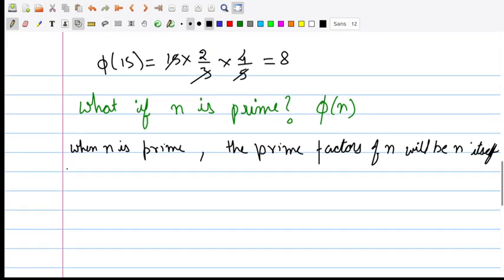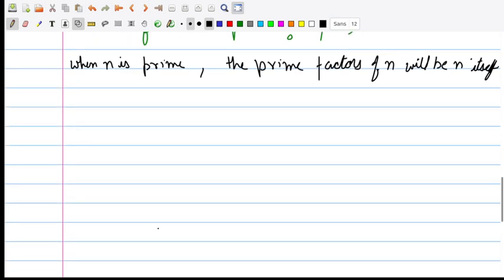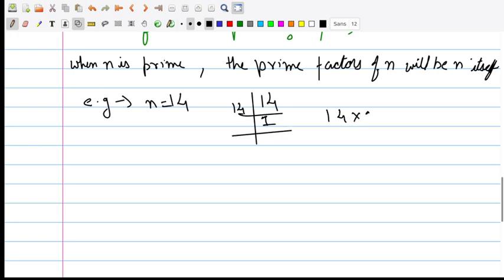So for instance, let us take an example here. Let me just scroll a little bit here. So for instance, in example, let us take n equals to 14. Now if you take an LCM of 14, it is nothing but 14 times 1, right? Which is 14 into 1 equals to 14, and this is the prime factor which I have, right?